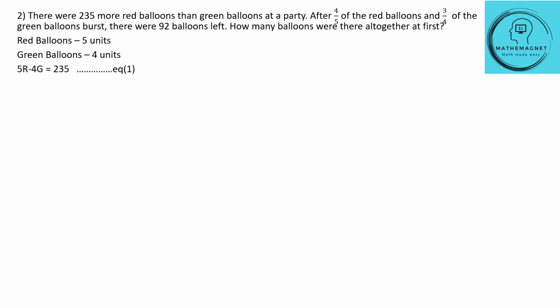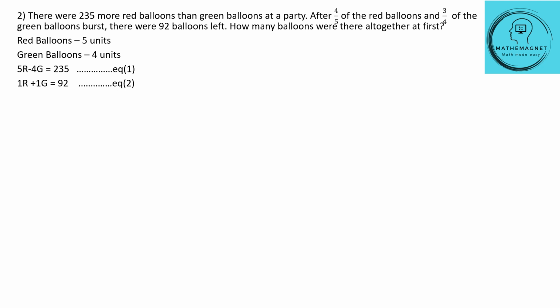Now, we can write it like this: 5 units of red balloons minus 4 units of green balloons was equal to 235, because in the question they have given that the difference between red balloons and green balloons was 235. So 5 units of red balloons minus 4 units of green balloons were equal to 235. Let us name this as equation 1.